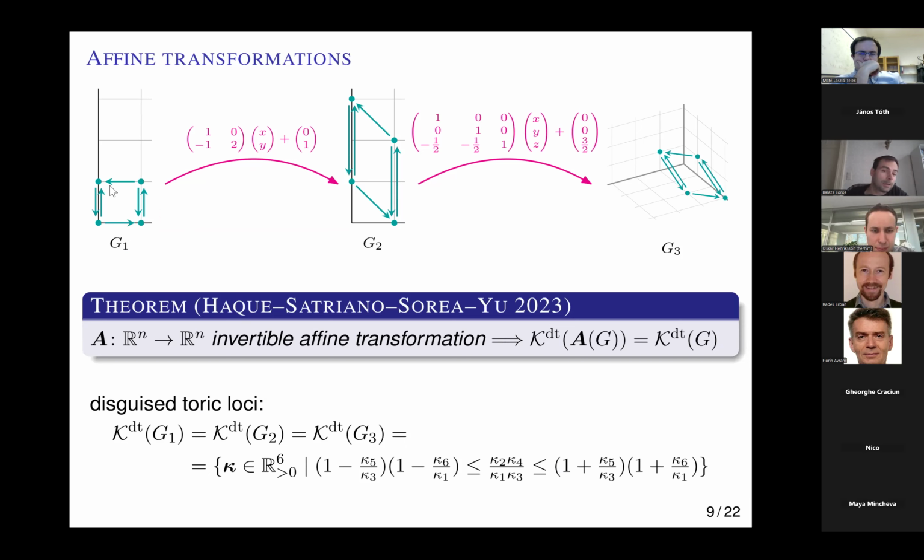The reason it cannot be the whole parameter space is because there is an affine transformation which brings it to another network, which is not always globally stable. This is what stops the disguised toric locus from being the whole parameter space for the partly reversible square.